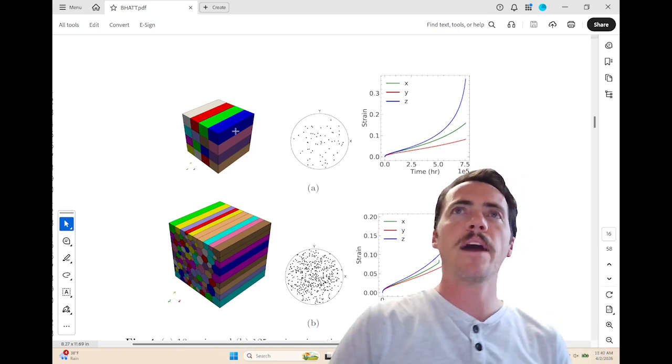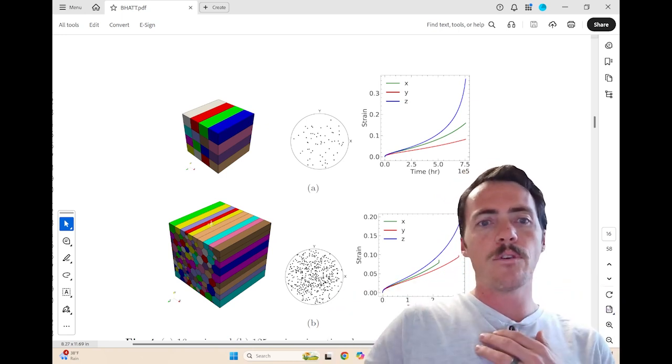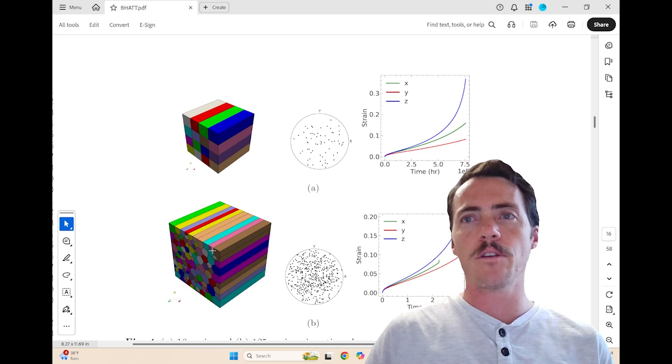And interestingly, it didn't matter, even if you took a very simplified structure like this one where it looks like shipping containers stacked up versus a more realistic structure, you get the exact same results. So the shape alone is very important here.